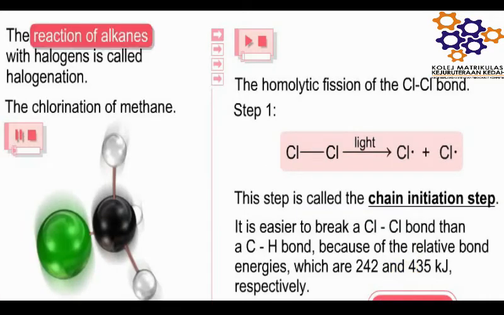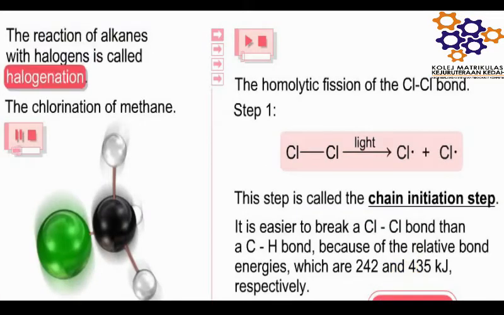The general name for the reaction of alkanes with halogens is halogenation. It can be exemplified by the reaction between methane and chlorine. The reaction consists of several steps.